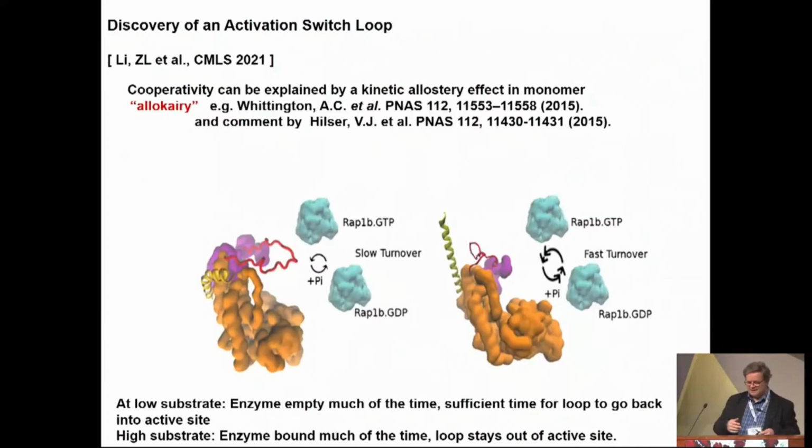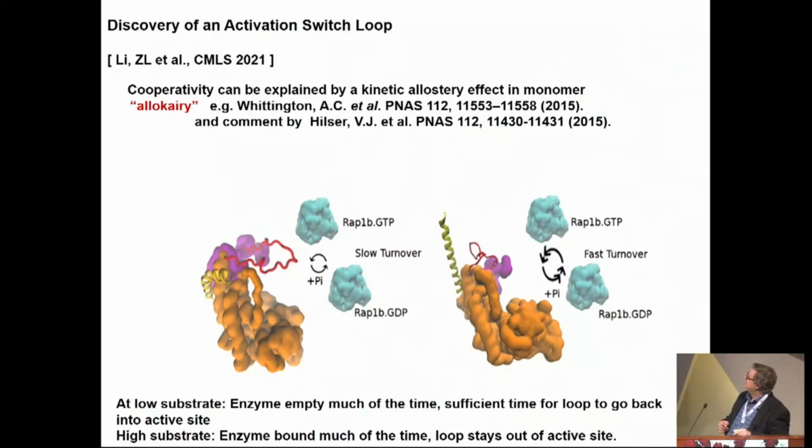And through simulations and experiments, we found that there's a loop here in the plexin structure that can either be down and occlude the substrate binding site, or is folded back and interacts with the juxtamembrane region here, which also undergoes a conformational change. Now, when the loop is down, there is slow turnover. It basically has to flip up before the RAP protein can bind.